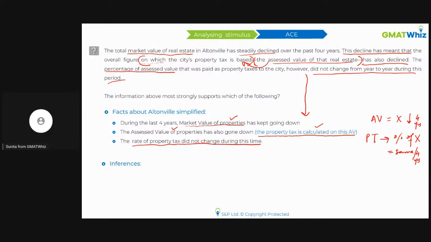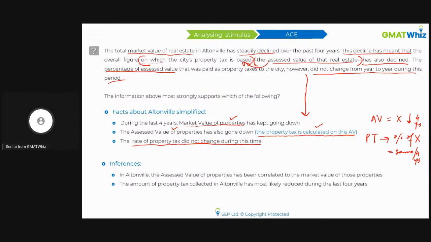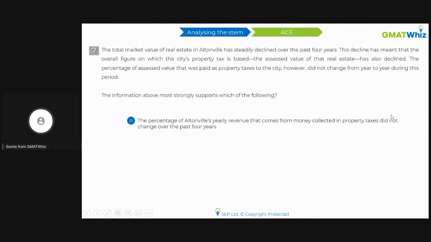So this is very simple. 5% of 10, and 5% of, let's say, 8, and 5% of 6, and 5% of 7. So the outcome will always go on declining if the amount on which my percentage is based goes down. From what I have read, I can understand two things. One, that the author of the stimulus has drawn a correlation between the market value and assessed value: the assessed value of the property has gone down with the market value of those properties. And the other is that the amount of property tax collected in Altonville must most likely have gone down during the last 4 years. With this simplification, I move to my answer choice elimination.